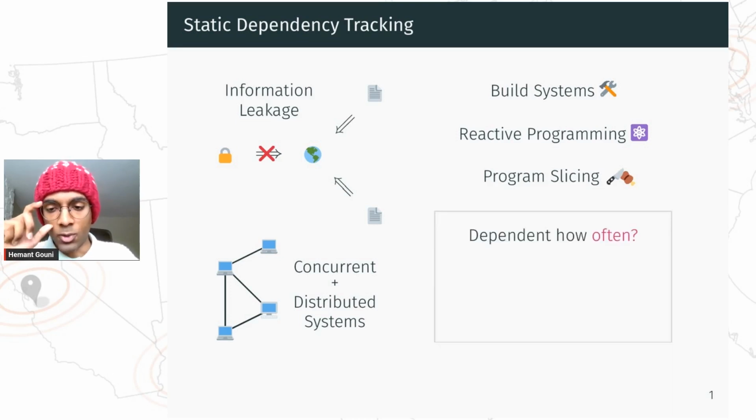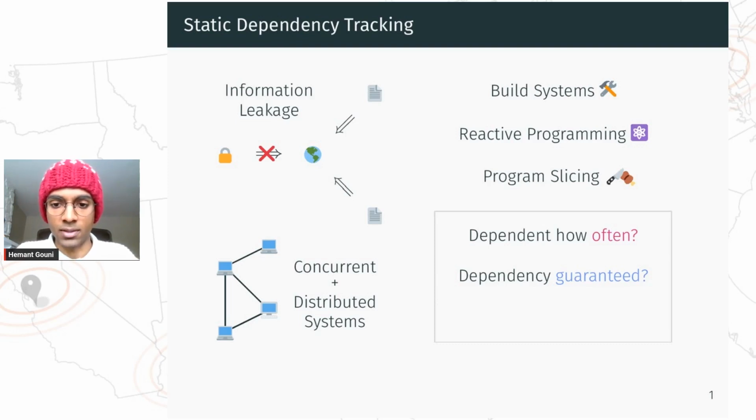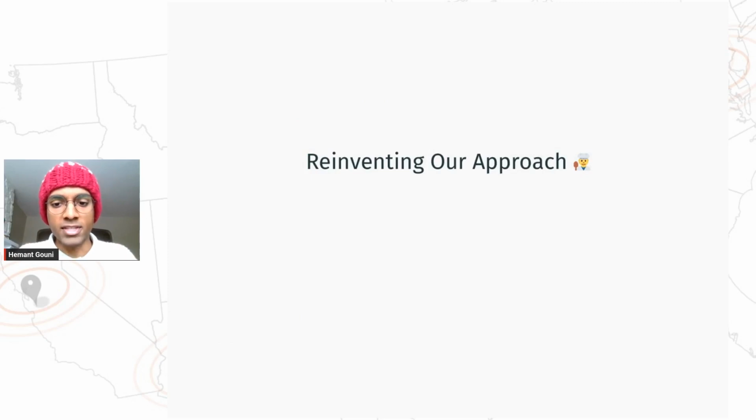And these are things like, how often do I depend on this data? And if I decided to depend on this data, is that dependency guaranteed? And in what order do I depend on these things? And our work is an attempt to answer all these questions in a unifying and satisfying way. And that's why we did the work.